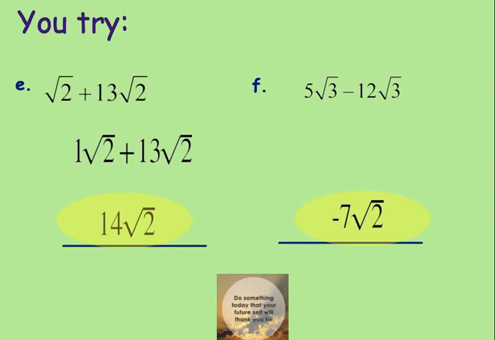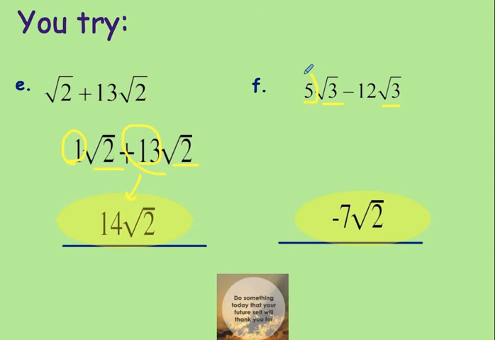This is what you should have gotten. You should have gotten 14 radical 2 and negative 7 radical 2 because you've got your common radicals right there. And then you just add, on this example, your 1 and your 13. That's how you get 14.